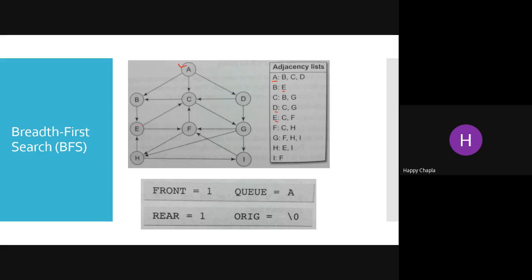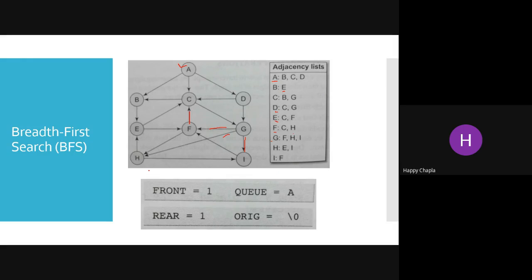For E, E से कितने नोड के साथ कनेक्टेड है? डायरेक्टली कनेक्शन. C and F. Outward edges देखनी, inward नहीं. Now F. F is connected with C as well as H. Correct. Now for G, G के लिए I, F, H. I, F and H. Correct. Now H के लिए आपको देखना है adjacent node E and I. E and I. And I के लिए F.